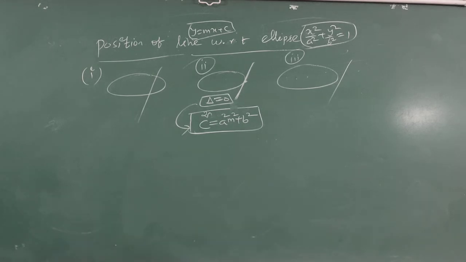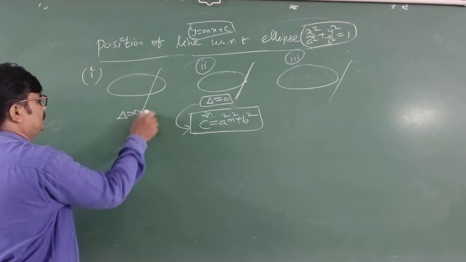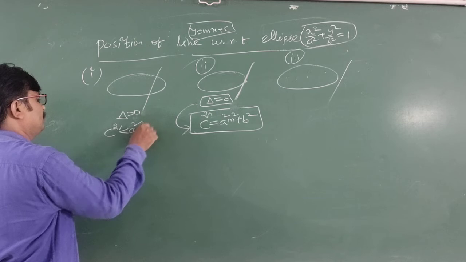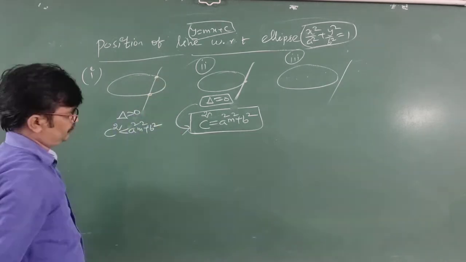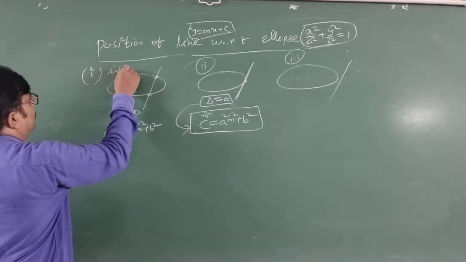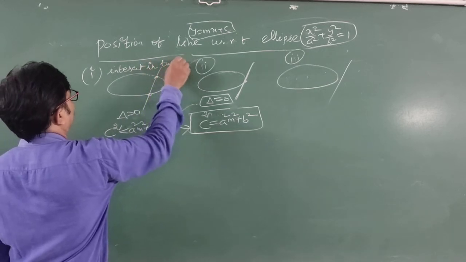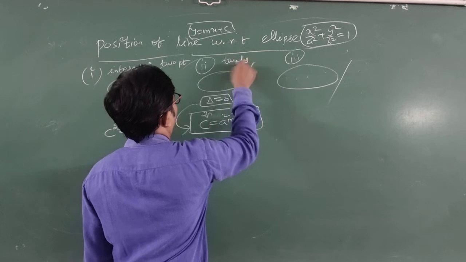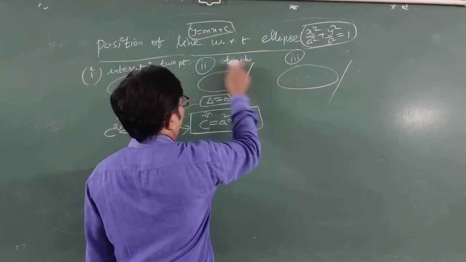When the line intersects the ellipse, undoubtedly the discriminant must be greater than 0. In this case, c² is less than a²m² + b², and the line intersects in two distinct points. Here the line touches the ellipse.